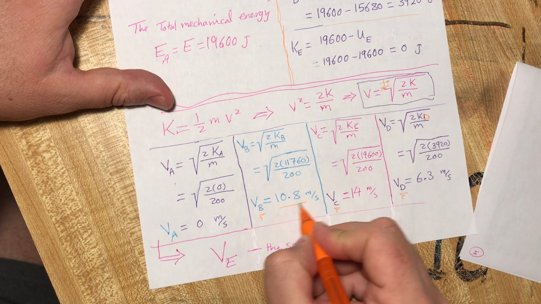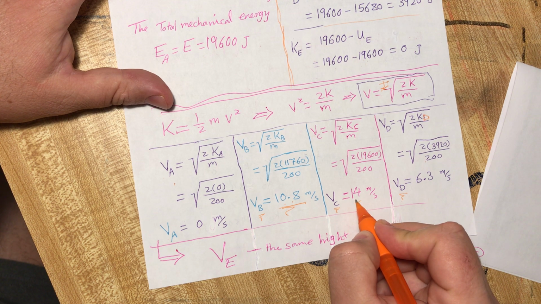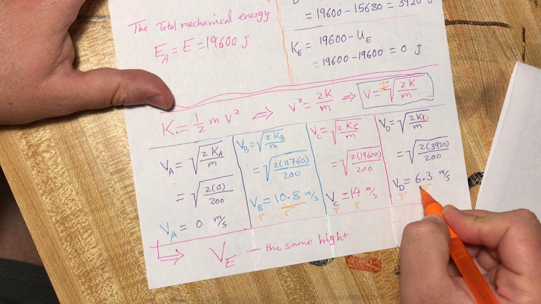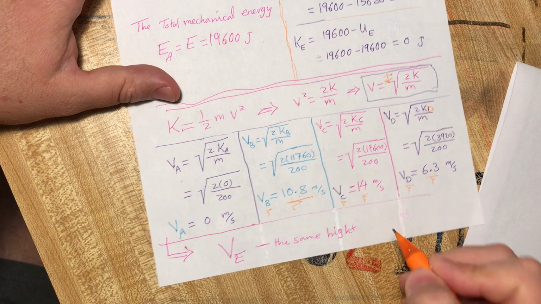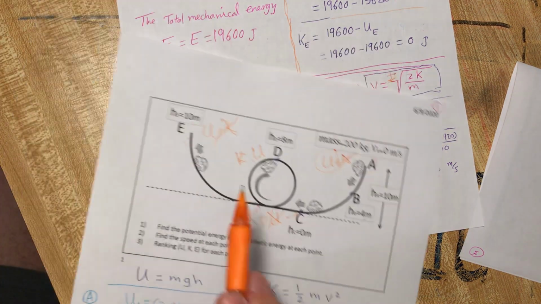The speed at B is 10.88. The speed at C is 14. The speed at D is 6.3. The speed at E, which is the final point, is the same as A. It will be 0.